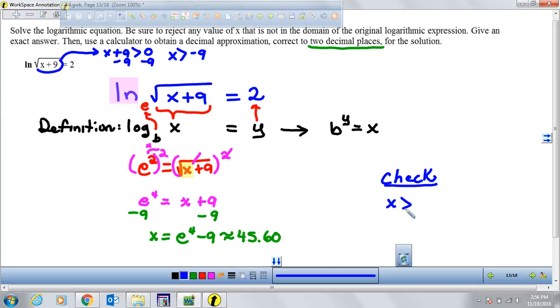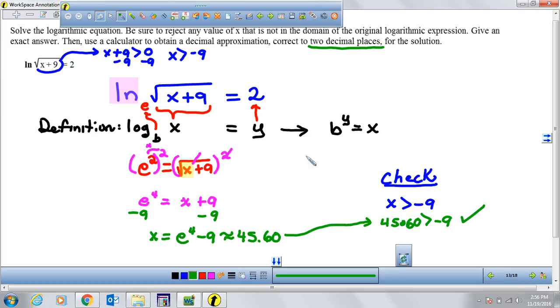So all I have to do is make sure that the answer that we found is in the domain. So that is my x. So 45.60. Is that answer greater than negative 9? Yes, right? So since that answer is greater than negative 9, that means it is a solution. So 45.60 is a real solution. Okay?